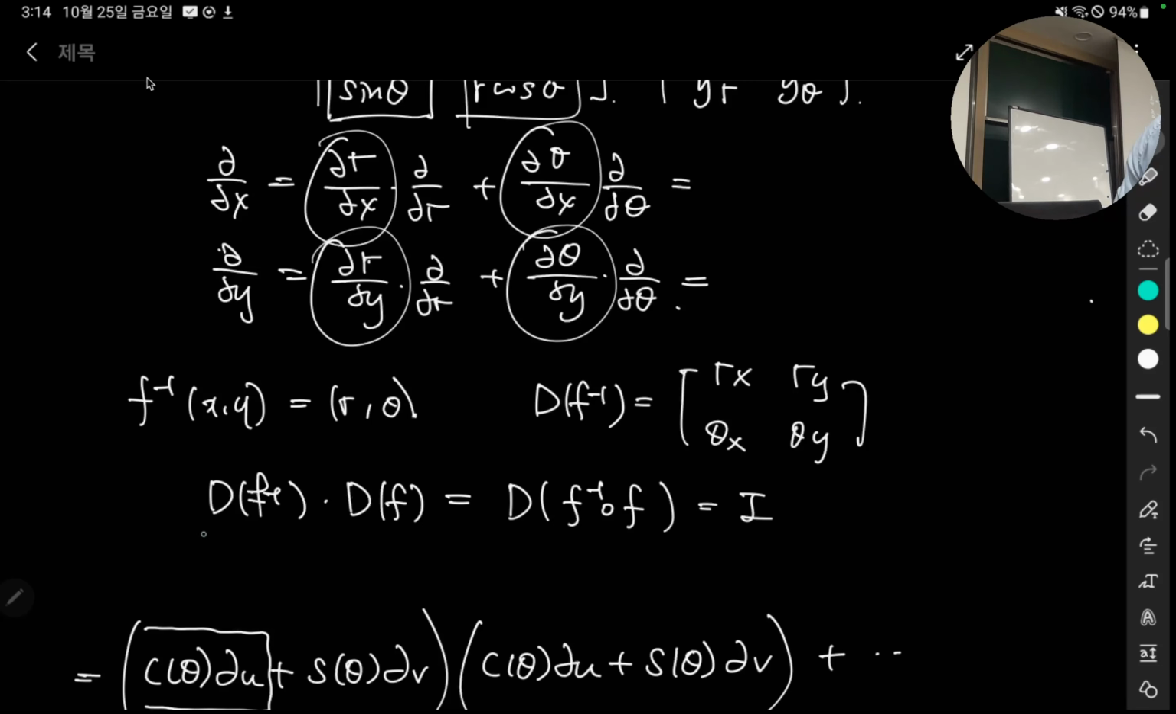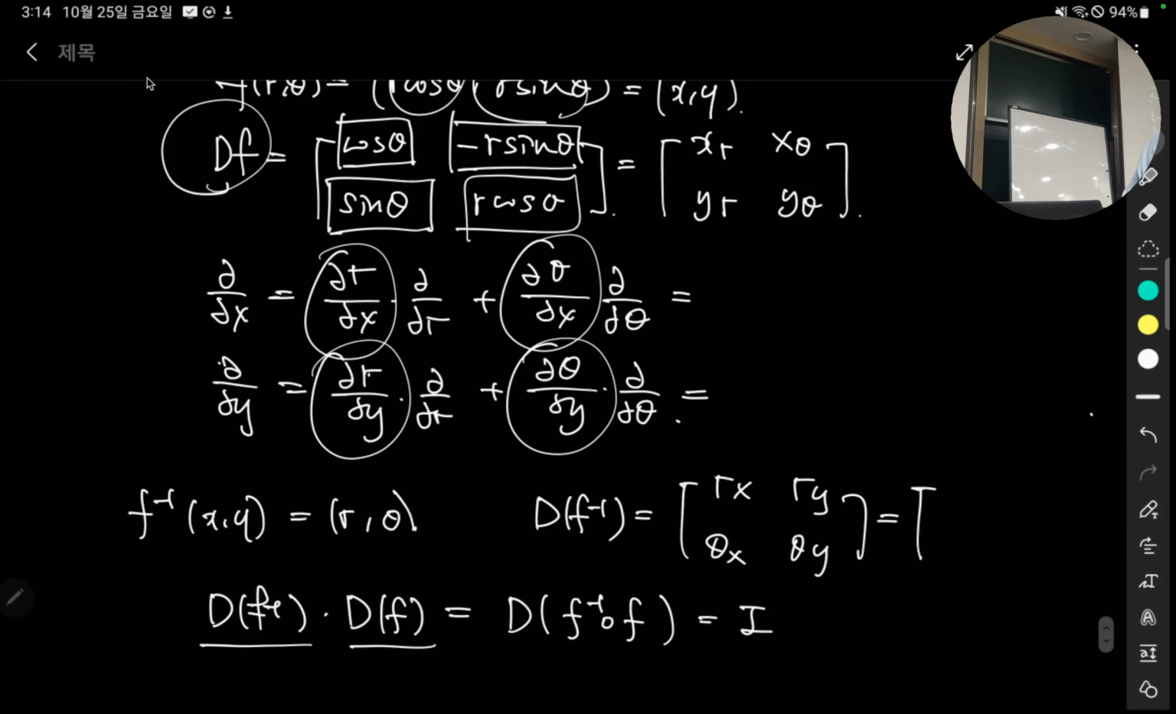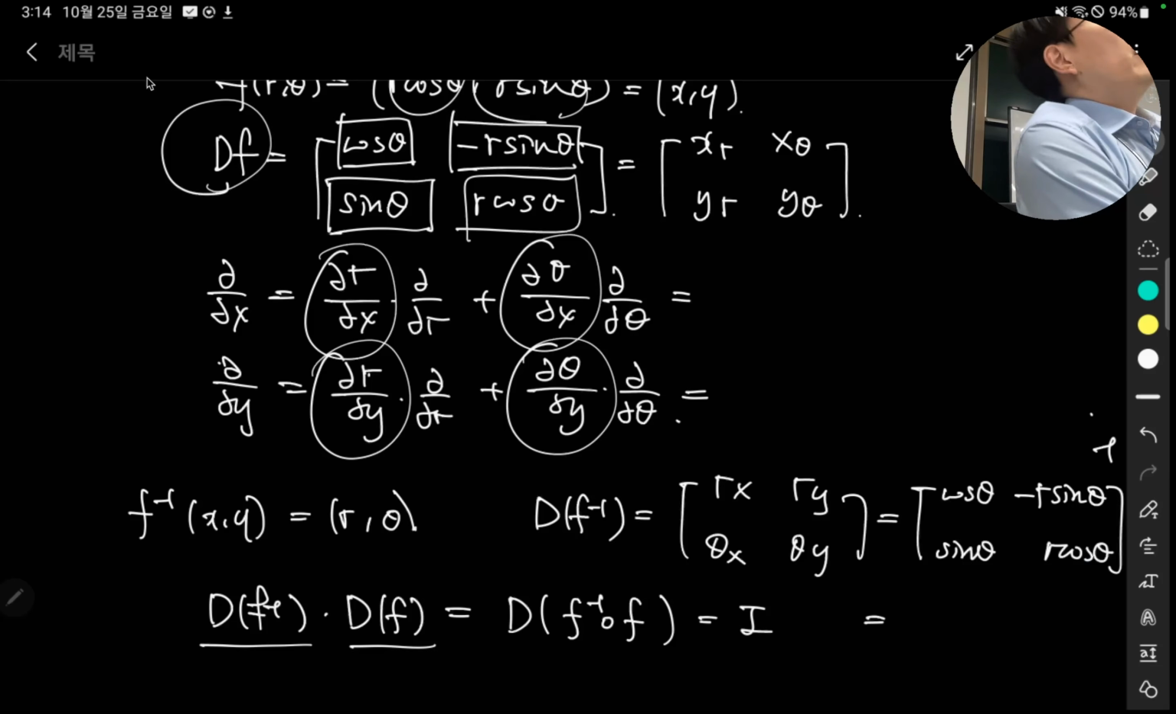So we know that the derivative of the inverse is the inverse matrix of the original differential. So this is actually equal to the inverse of this: cosine theta, minus r sine theta, sine theta, r cosine theta, inverse. I didn't mention how you take the inverse of a matrix, but it's a matrix that, if you multiply it by the original matrix, gives you the identity matrix. I'll just show it here.